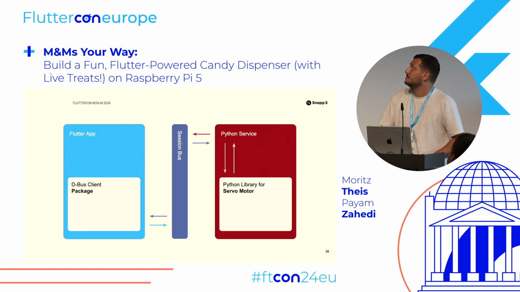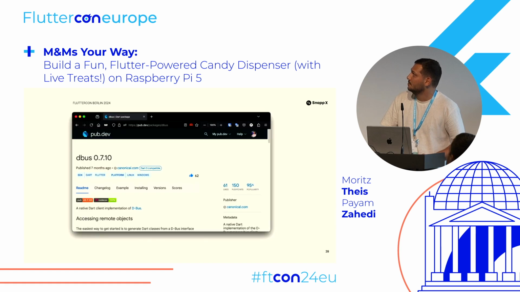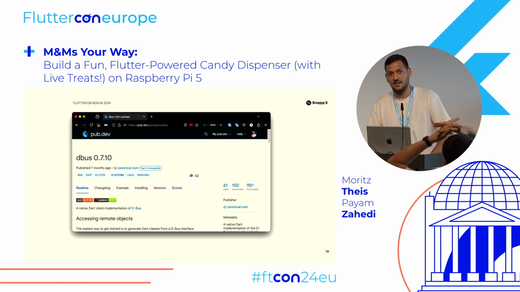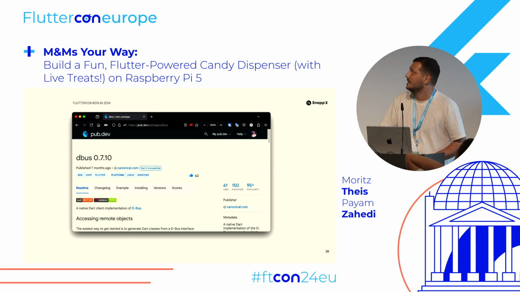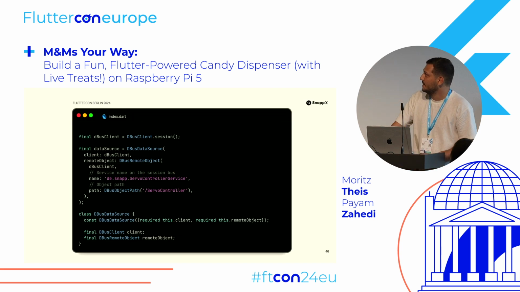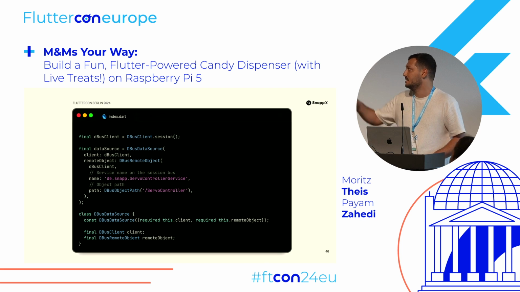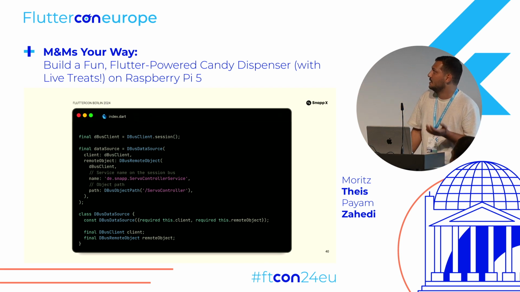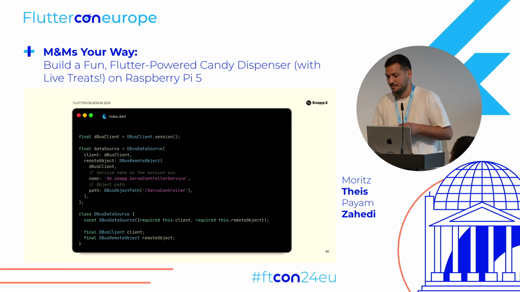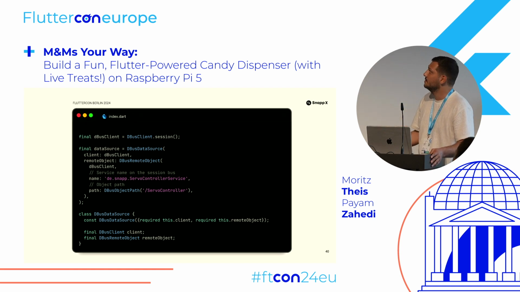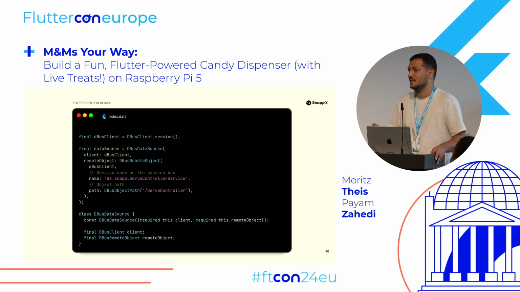That was our Python service, and now it's time to talk about the Flutter app. So to create a dbus client for the Flutter app, we have a package that is called dbus, and it is maintained by Canonical. To use that, I created a dbus data source, as you can see at the bottom. And it needs a client and a remote object. So for the client, we decided to use the session bus. And for the remote object, we will pass the client, also the service name that we defined in our Python service, and the object path.